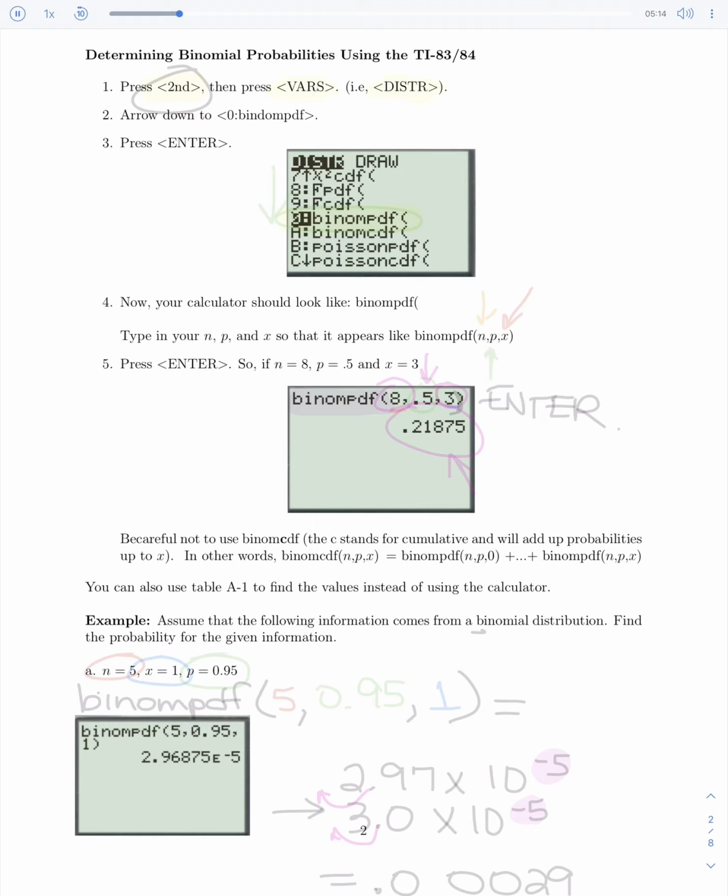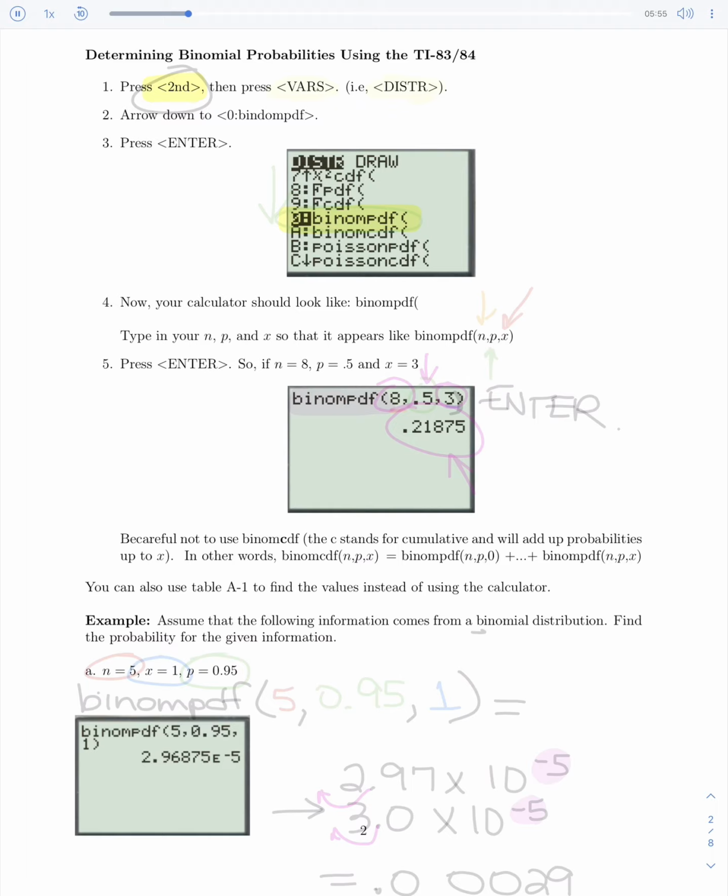I just think of it as looking at the P, probability. To get to the screen where we can find the binom PDF that's going to calculate all these probabilities, you have to press the second button on your calculator first, which is usually yellow. Then you press the vars key, and then you arrow down. You keep arrowing down until you get pretty far down to the number 0, which is the binom PDF. Be careful. Notice underneath it, there's a binom CDF. We are not going to use the CDF. The C means cumulative. We don't want to do that. We're just going to do the PDF.